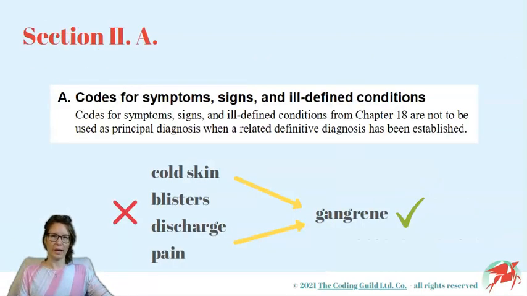Now let's see those guidelines real quick. Section 2, Guideline A: codes for symptoms, signs, and ill-defined conditions from Chapter 18 are not to be used as principal diagnosis when a related definitive diagnosis has been established. This is not new. We have the same guideline in Section 1. If we have an established diagnosis, there is no need to assign codes for the signs and symptoms caused by the disease.